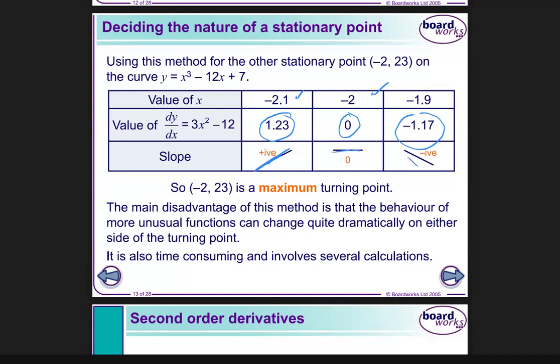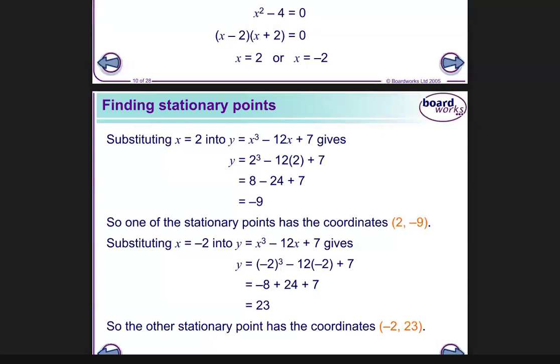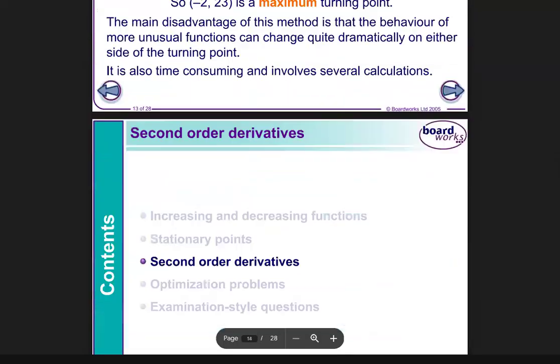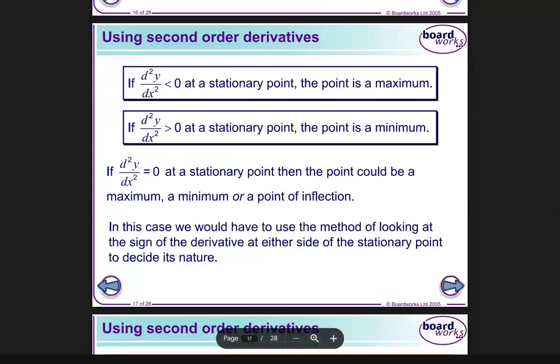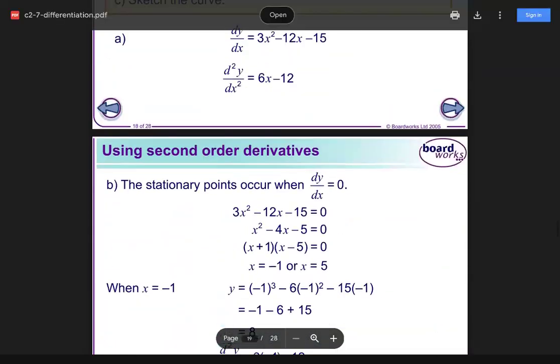So the maximum turning point is going to be (-2, 23), which is what's shown on the screen for you. So the most important thing is to differentiate first. When you differentiate, the values you get for x, substitute those values into the original equation, then you'll be able to know the answers there. So now let's quickly check minimum and maximum. Let's look at an example, then we wrap it up.